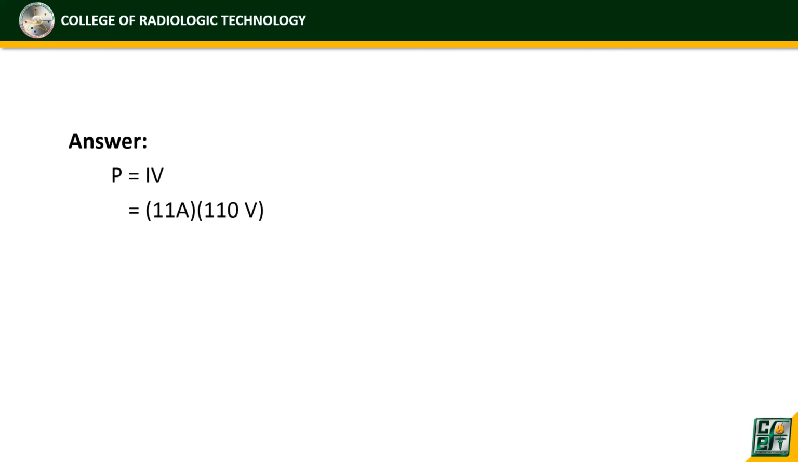First, we utilize the formula P equals IV because it is given na 11 ampere plus 10, given yung current and voltage. So 11 ampere times 110 voltage equals 1210 watts.